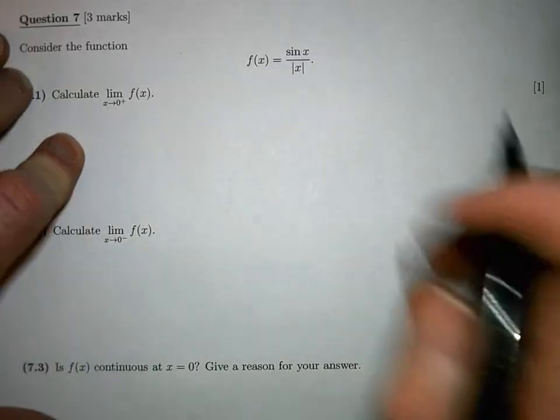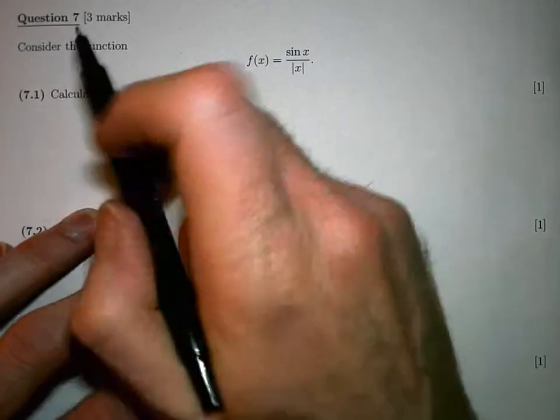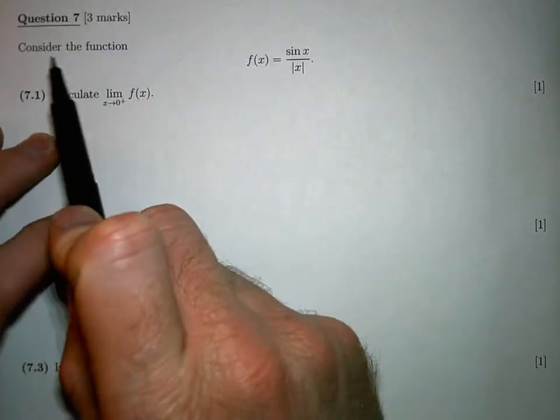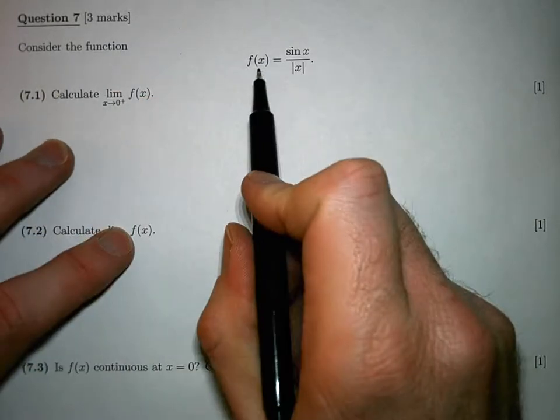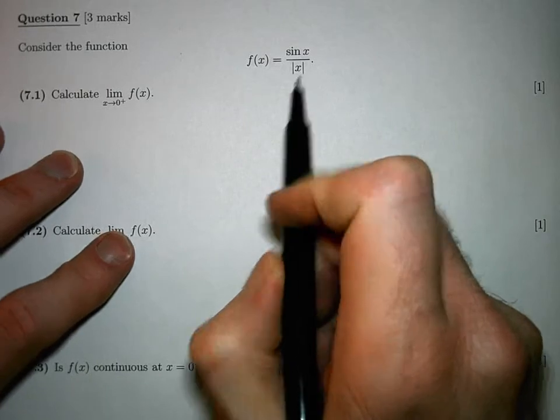Hi guys, Dr. Justin Sarvi here, going through your second semester test, and I'm looking now at question 7, where you're asked to consider the function f of x is equal to sine x over the absolute value of x.